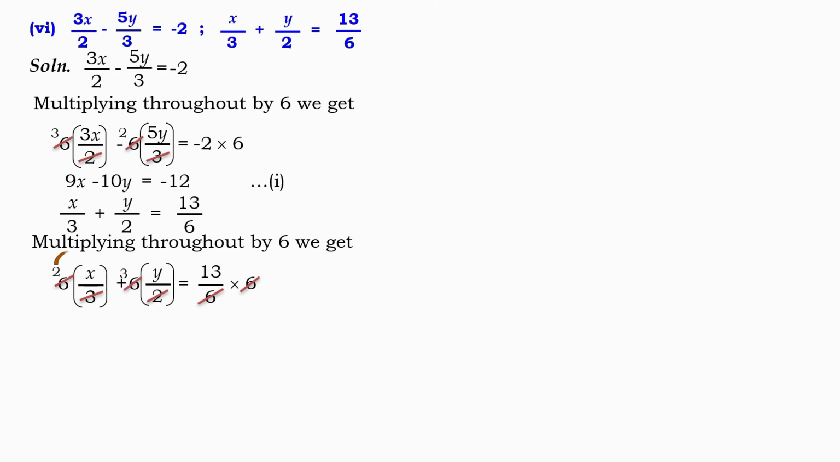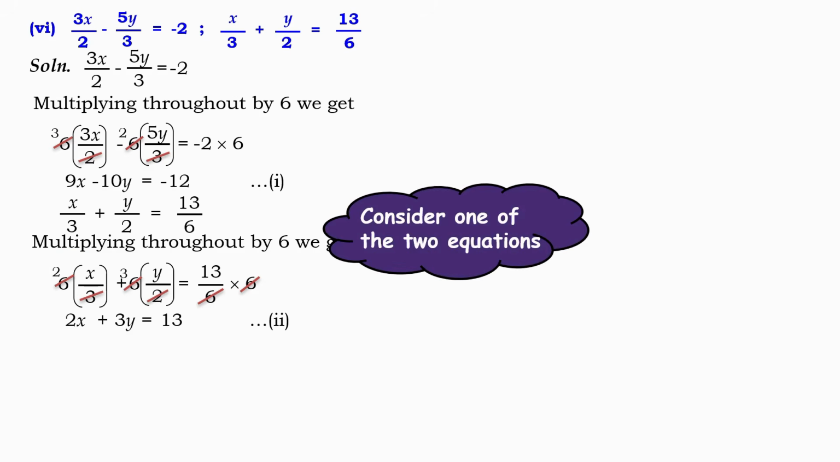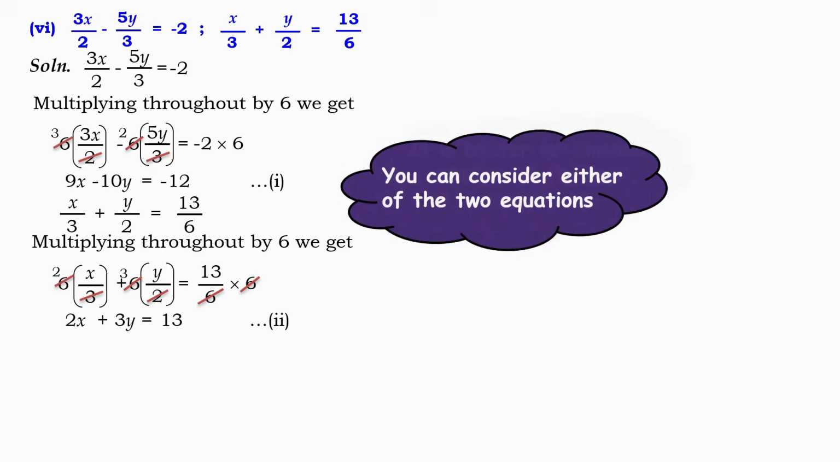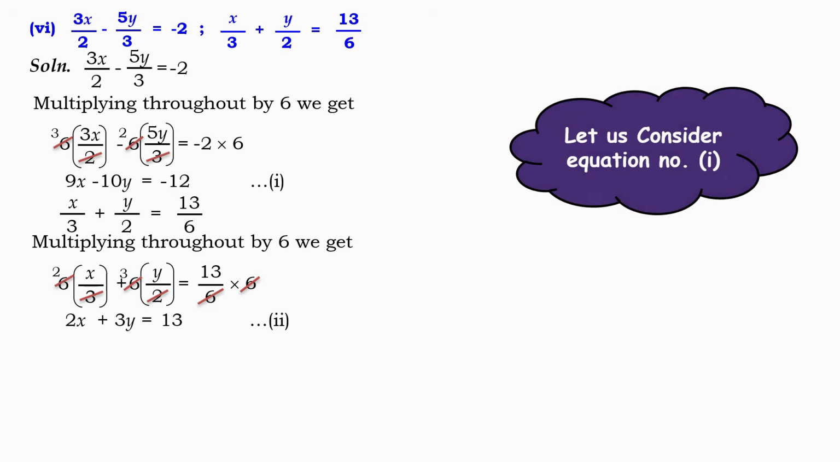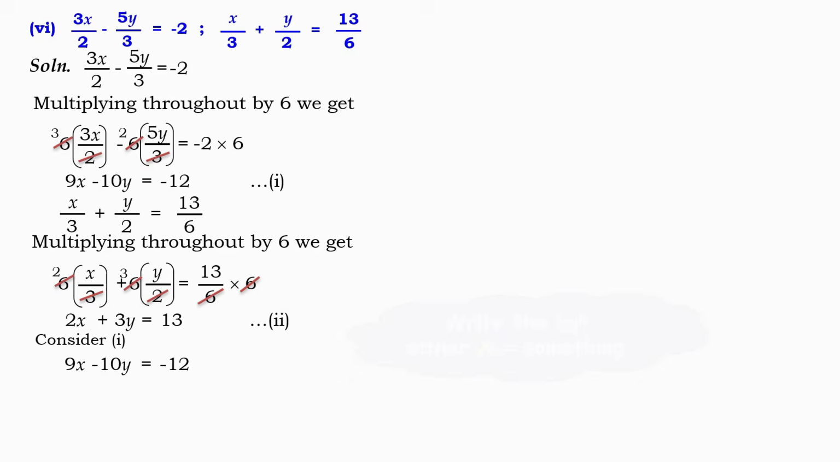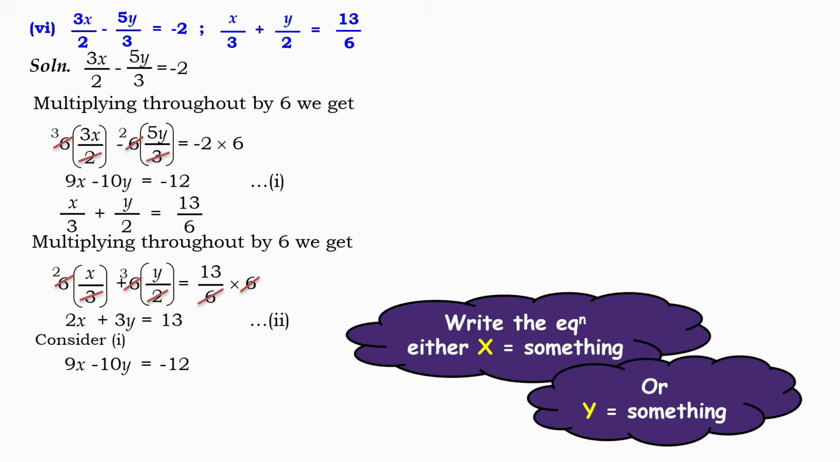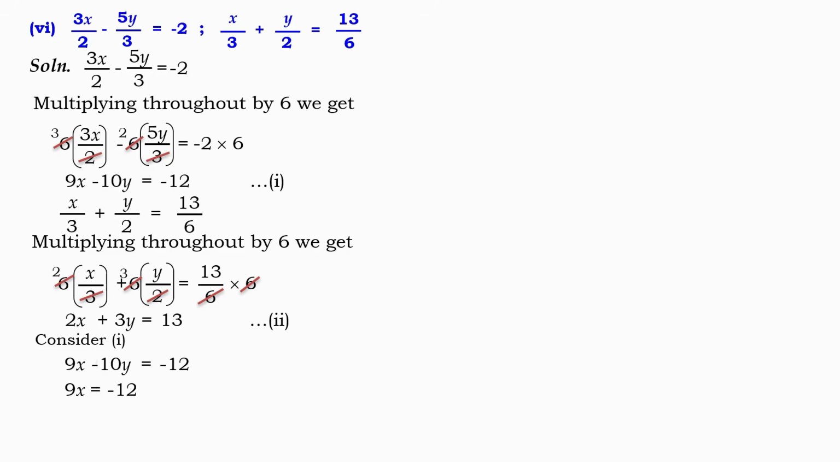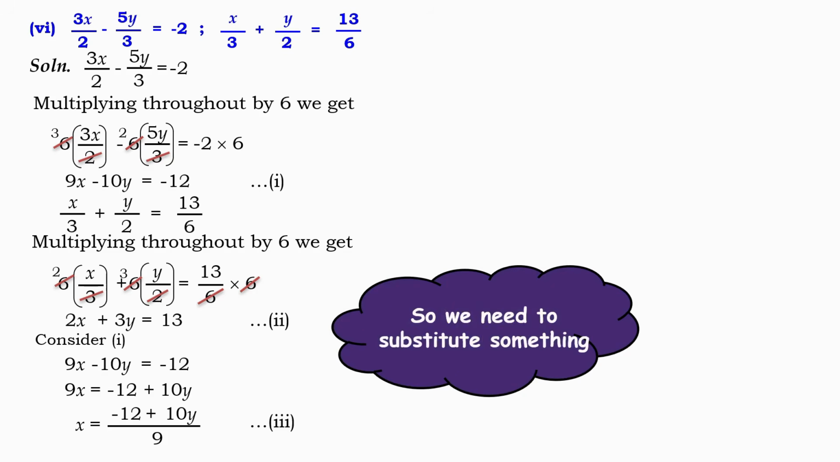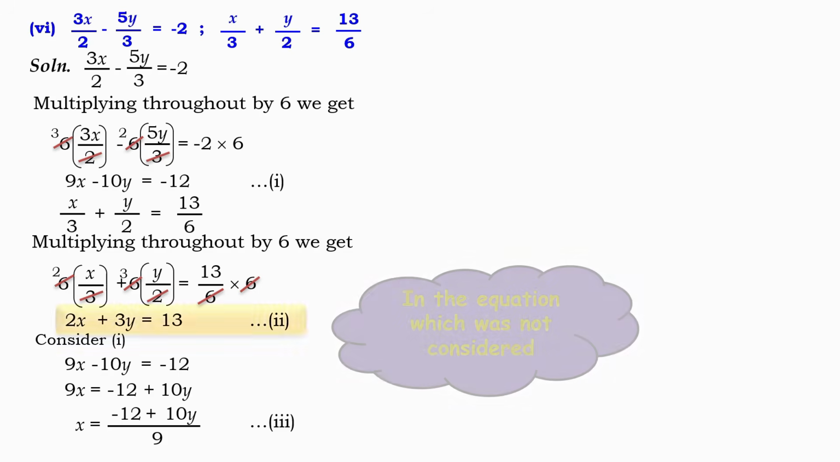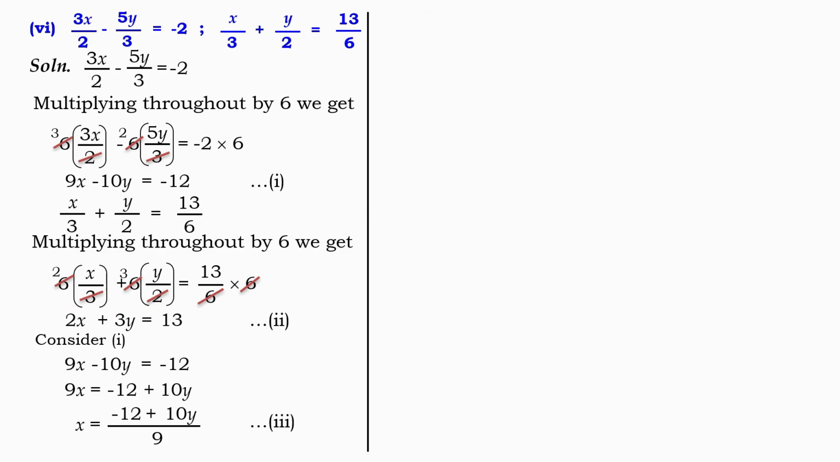Now we apply the substitution method. From equation 1, 9x minus 10y equals minus 12. Let us express x in terms of y. So we move minus 10y to the right side. 9x equals minus 12 plus 10y. Now divide both sides by 9. So we get x equals (minus 12 plus 10y) divided by 9. Let us call this equation 3.